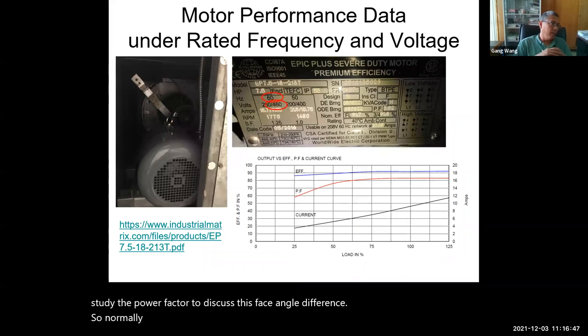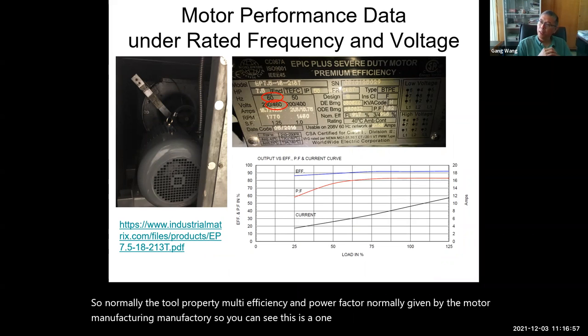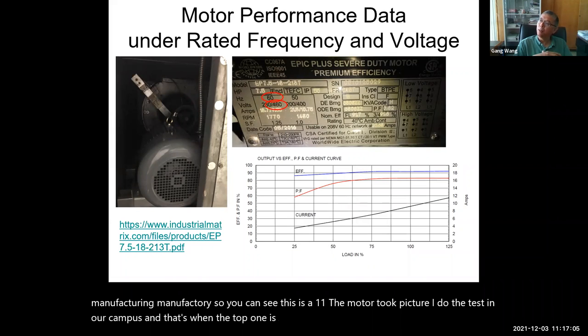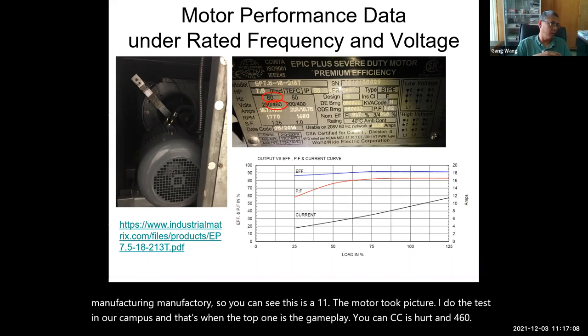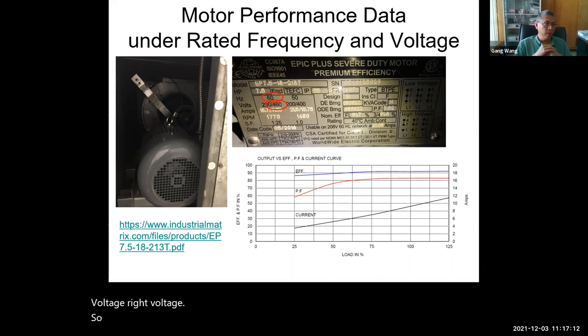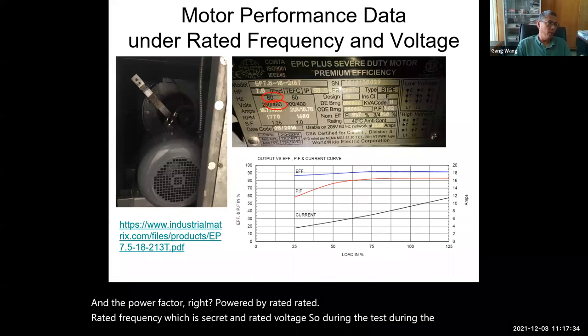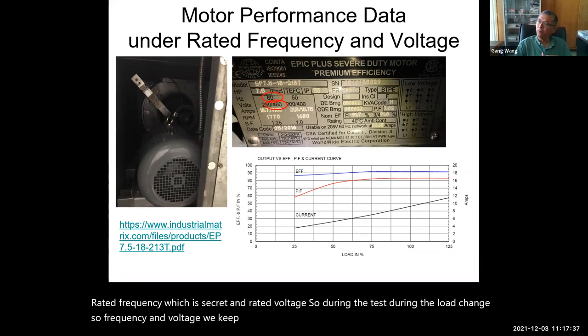Normally, the two properties, motor efficiency and power factor, are given by the motor manufacturer. You can see this is a motor I took a picture of when I did a test on our campus, and the top one is the nameplate. You can see 60 hertz and 460 volts, right? The chart below I got from the manufacturer's website. The manufacturer conducts a test to measure efficiency and power factor, powered by the rated frequency, which is 60 hertz, and the rated voltage. So during the test, when the load changes, the frequency and voltage stay the same.